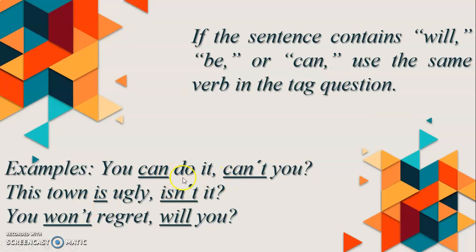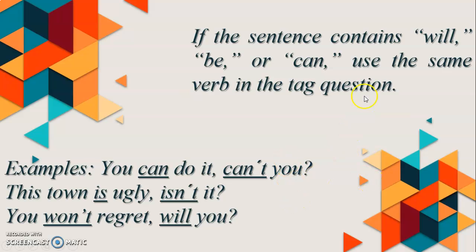Now what happens to the last one? It says, you won't regret, or you will not regret. Will you? Okay. So in this sentence, the structure is negative. So because it is negative, the tag question must be positive. You won't regret. Will you? Okay.